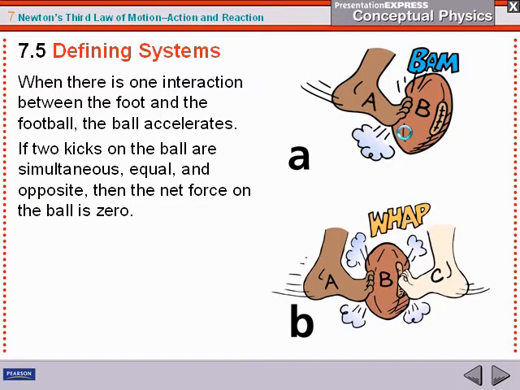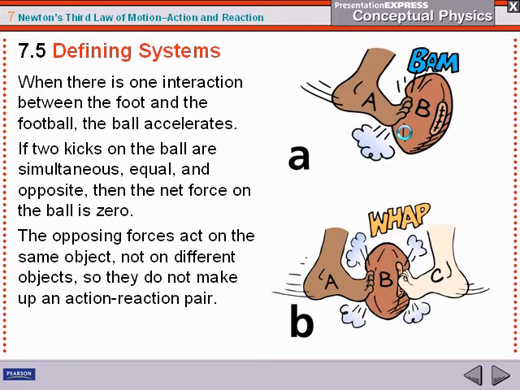The kicks are simultaneous, equal and opposite, and the net force on the ball is 0, but they're not an action-reaction pair. Remember, an action-reaction pair has to be A on B, B on A. In this case, it's A on B, C on B. So that's not an action-reaction pair.